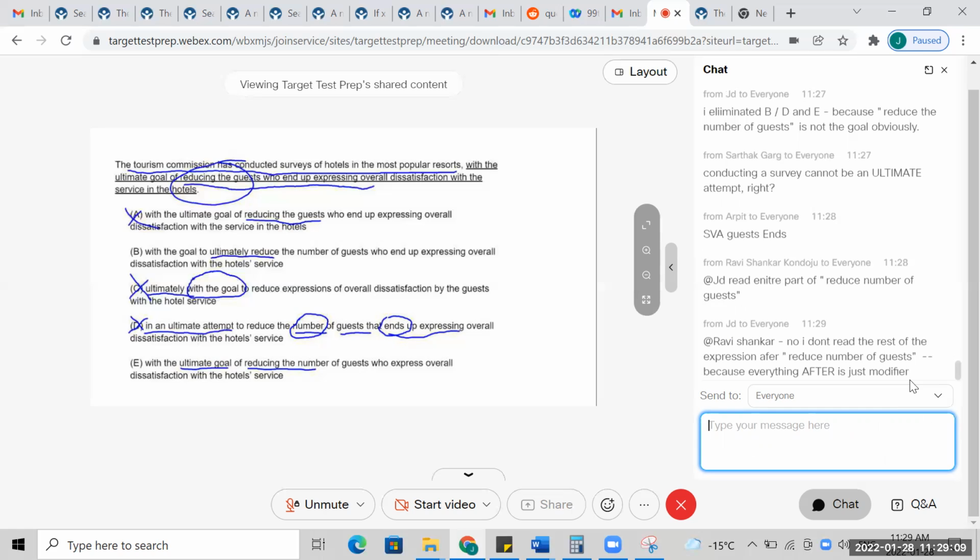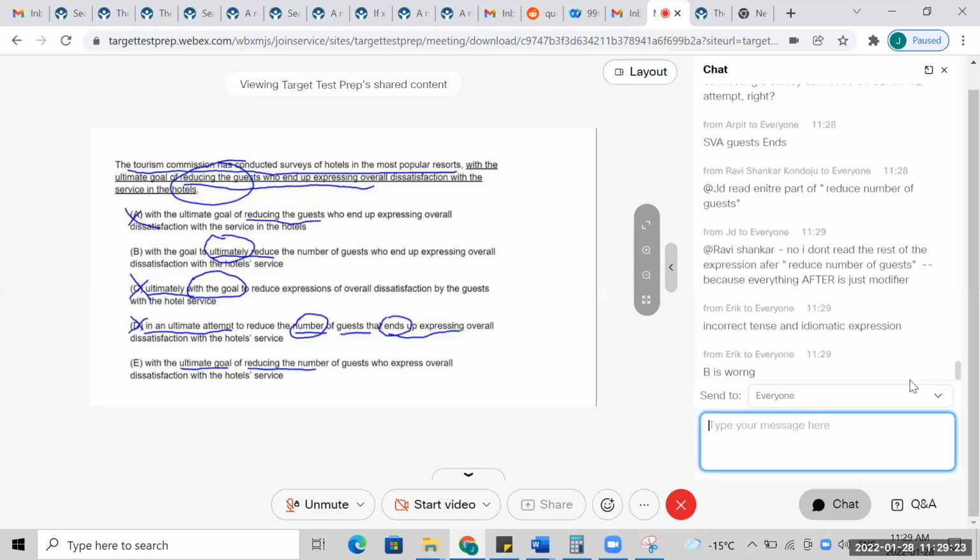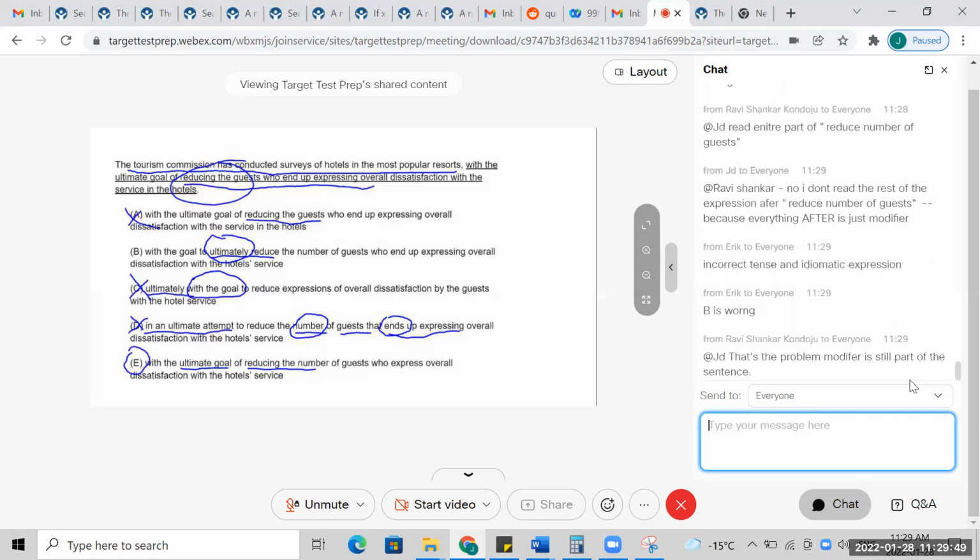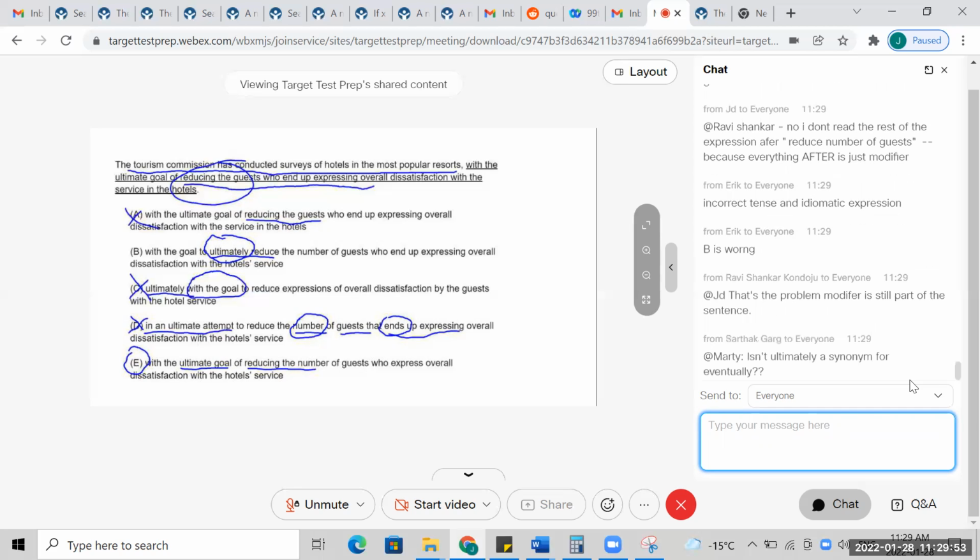Moving back up to B, look at where the word ultimately is placed: "with the goal to ultimately reduce." What does it mean to ultimately reduce? It doesn't really mean anything. "To ultimately reduce the number of guests who end up expressing." Does it mean we're reducing for the last time? My goal is to ultimately reduce. So I'm reducing it for the last time? I don't think so. An ultimate goal would be reducing the number of guests. So E is our correct version by noticing two things: word placement, since this ultimate is all over the place, and the logical meaning, reading literally.